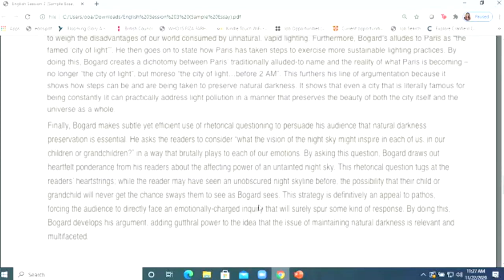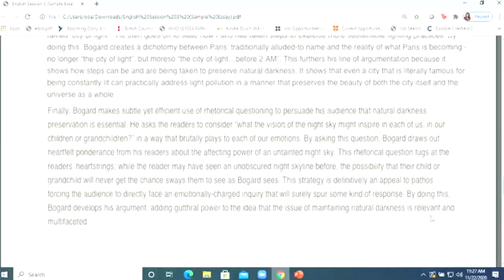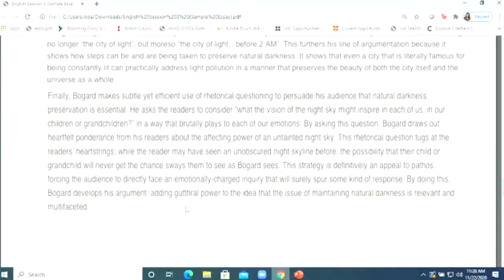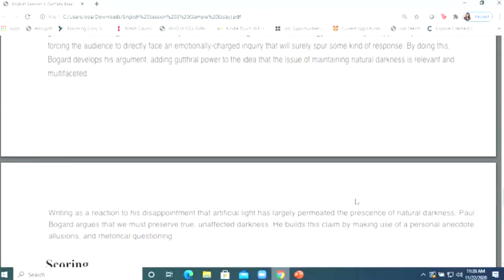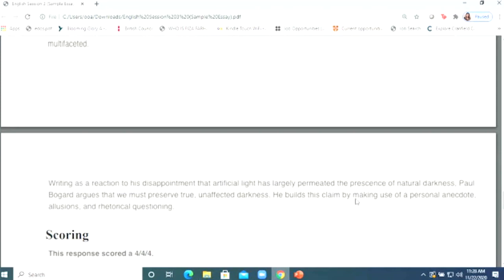This strategy is definitely an appeal to pathos, forcing the audience to directly face an emotionally charged inquiry that will surely spur some kind of response, some kind of action by the reader. By doing this, Bogarde develops his argument, adding guttural power to the idea that the issue of maintaining natural darkness is relevant and multifaceted. So, this was about the rhetorical question, how it was effective, and then the last paragraph.